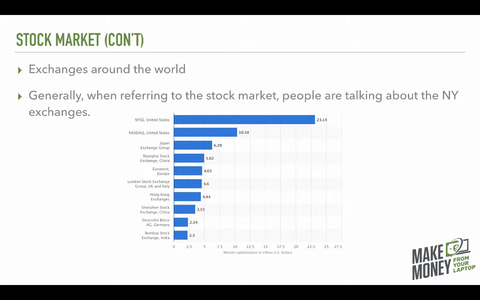The stock market is really worldwide. There are stock markets in every country. But generally, when people are referring to, quote, the stock market, they're typically talking about the New York exchanges. And this little graph here on the screen will show you why. The volume that's traded on the NYSE and the NASDAQ just dwarfs the other major markets out there. So when we talk about the stock market, we're talking about the NASDAQ or the NYSE.